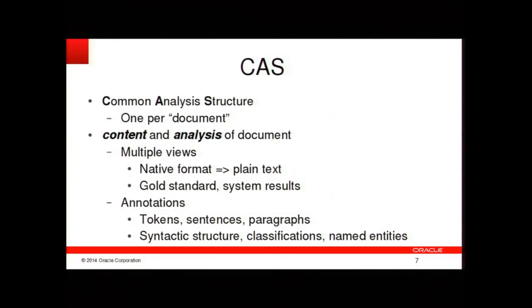In experimental research, it's really nice to have multiple views. If you have a gold standard labeled corpus that you're training on, put all your gold standard labeled data into a gold view, put all your system results in another view so that you can compare the results to produce evaluation metrics. The analysis of a document is typically represented as annotations. The kinds of annotations that you'll see are structural things like tokens and sentences and paragraphs, and up to much more complicated structures like syntax and named entities or various semantic entities that you would see in a document.